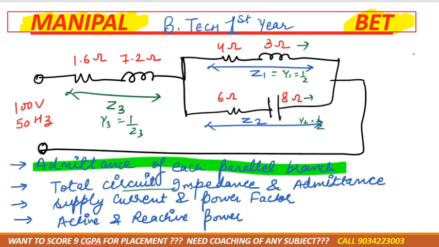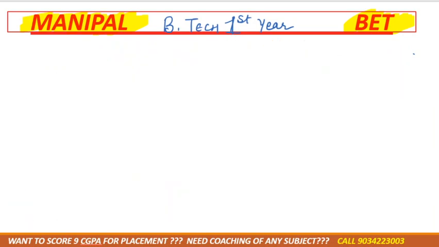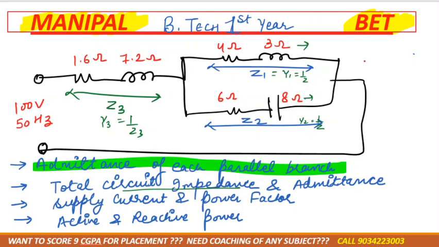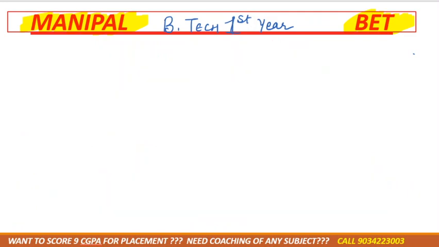The total circuit impedance. How will we get the total circuit impedance? Z1 and Z2 are in parallel, Z1 parallel Z2 in addition with Z3. So every time you have to convert it. Like if you want to do multiplication, then polar; if you want to do addition, then rectangular. Okay. So Z1 parallel Z2. How can you get Z1 parallel Z2?